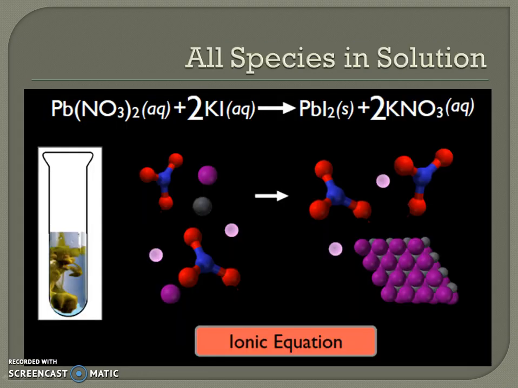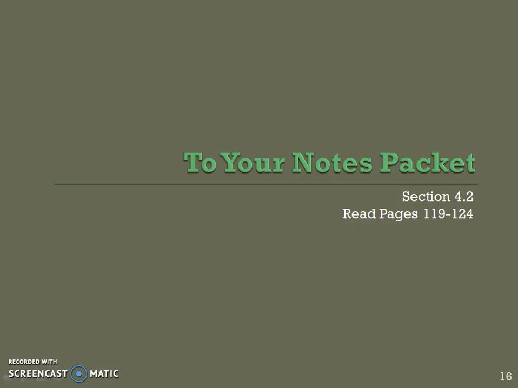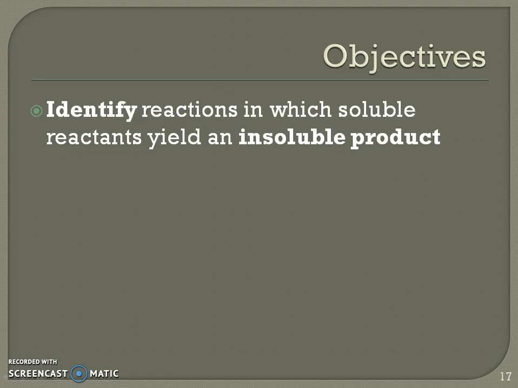So here are all the species in solution. That's called the ionic equation, or the complete ionic equation. That's what we're going to call it. And of course, the only reaction that's really occurring is the net ionic equation. That's what the chemists are really interested in. So on to your packets of notes.